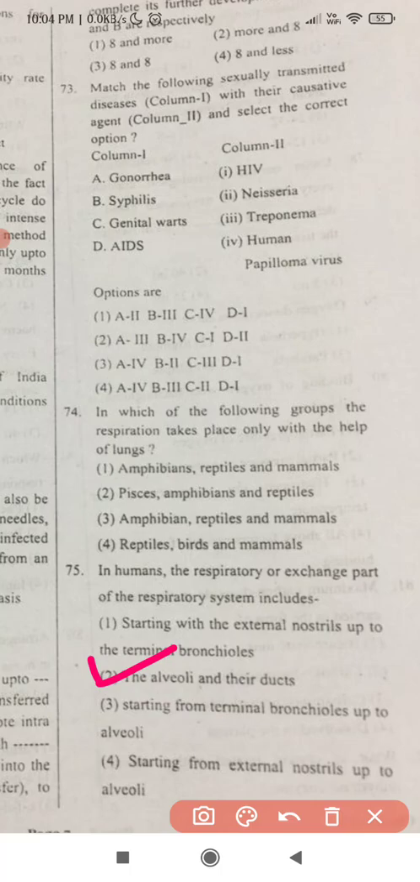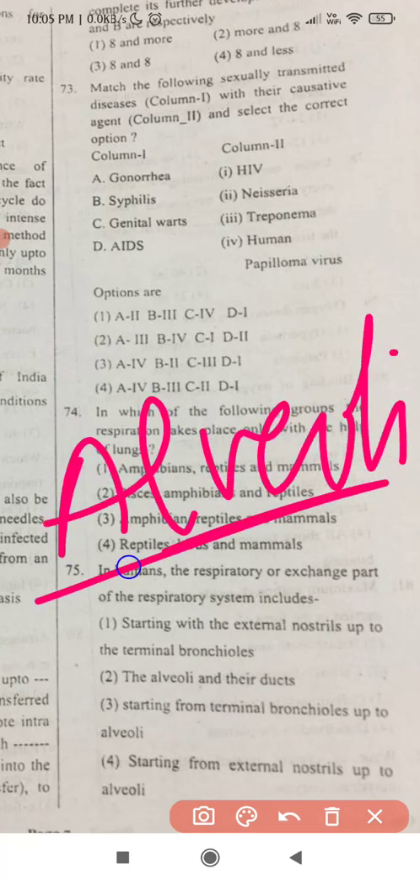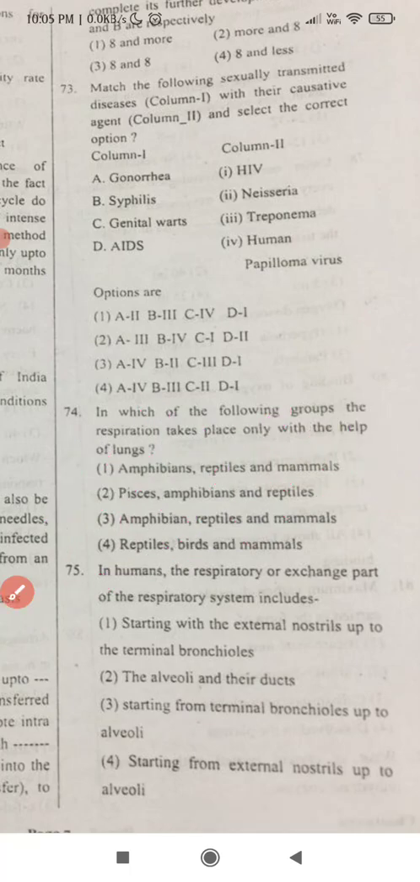What it is saying is respiratory or exchange part of the respiratory system. Sorry, it is the exchange part where the actual exchange of gases takes place, that is alveoli. Alveoli and the ducts, where actual exchange takes place. This question is from respiration. It is also important.